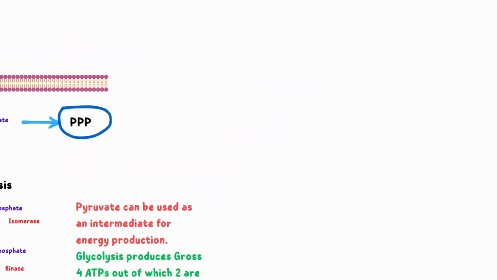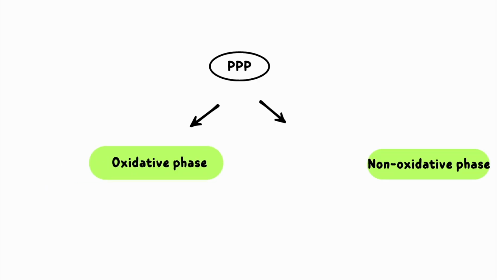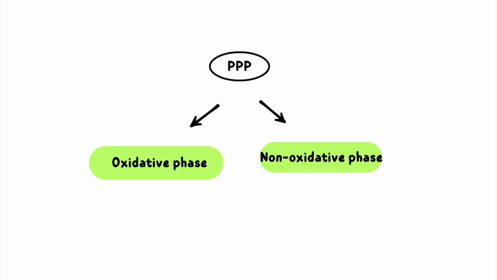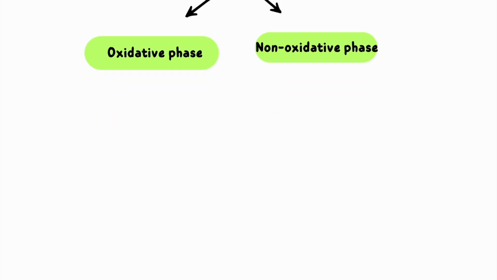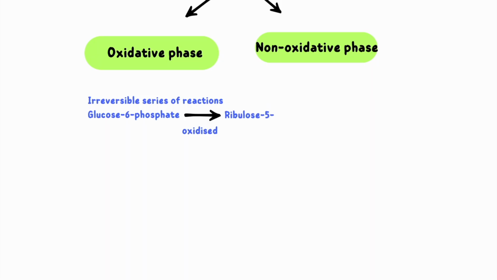Now let us discuss about the pentose phosphate pathway in detail. There are two phases in the pentose phosphate pathway. First is the oxidative phase, second is the non-oxidative phase. Oxidative phase has irreversible series of reactions. That is, glucose 6-phosphate oxidizes into ribulose 5-phosphate and NADPH.